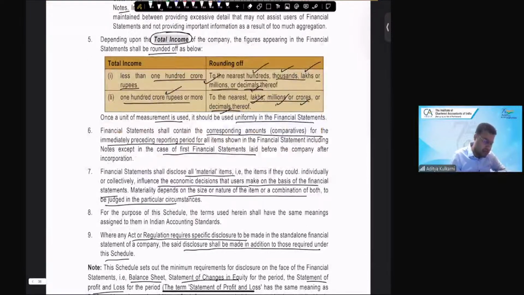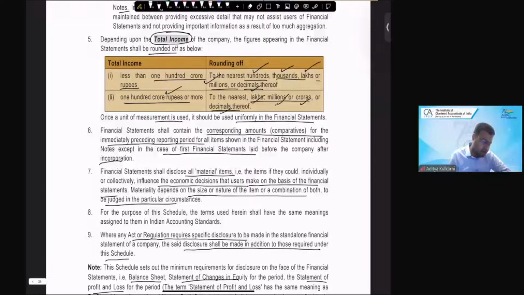Financial statements shall contain the corresponding amounts for the immediately preceding reporting periods for all items shown in the financial statements, obviously, comparatives, except in the case of first financial statements laid before the company after incorporation, which is but obvious.